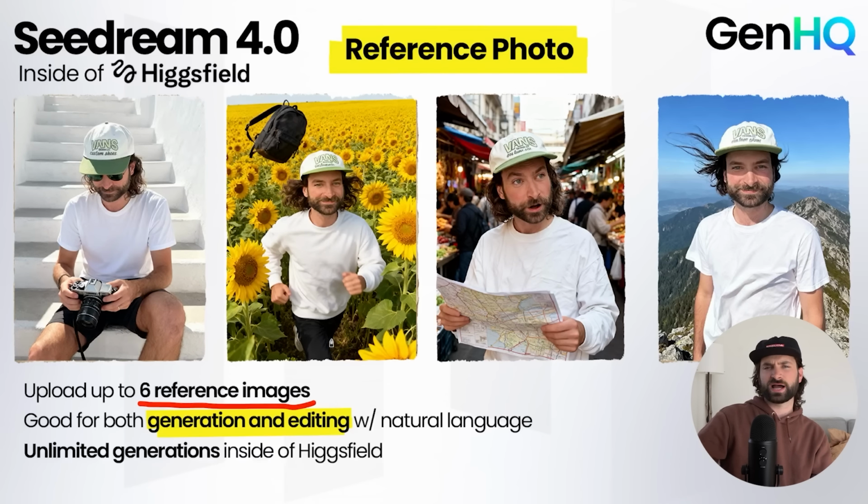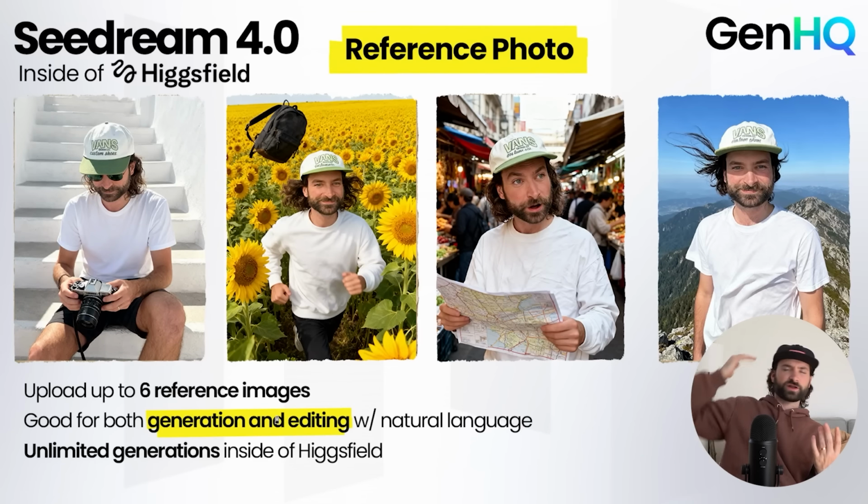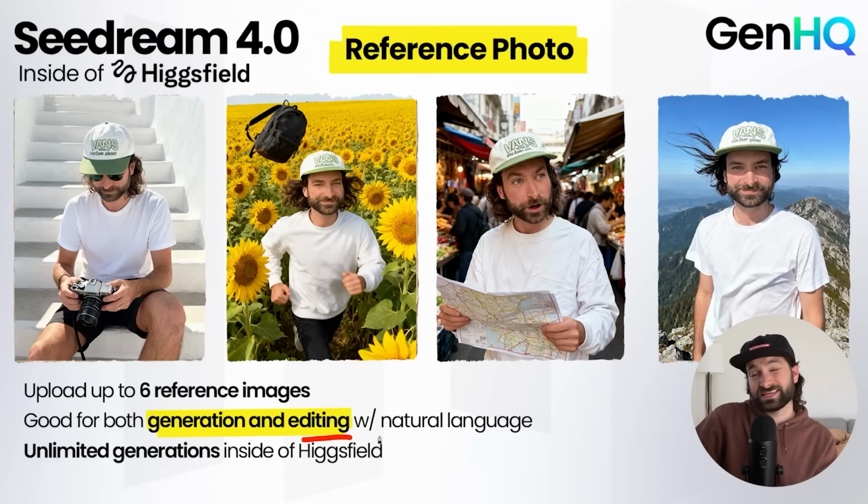So you could combine a backpack, for example, a certain product, a person's face, or maybe this camera, or a map. You can upload loads of different reference photos, and you can combine that into a single image, very similarly to Nano Banana. Both Nano Banana and Seedream are really good for image generation and also editing that you can see down here. And it's really easy to use.